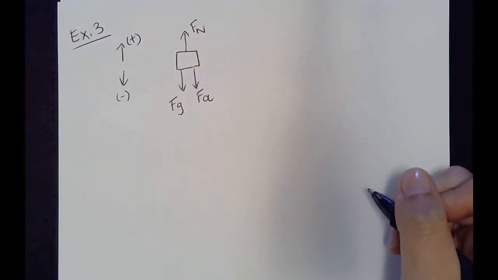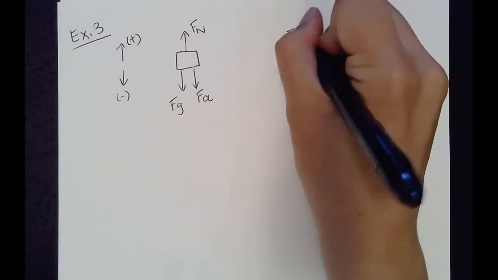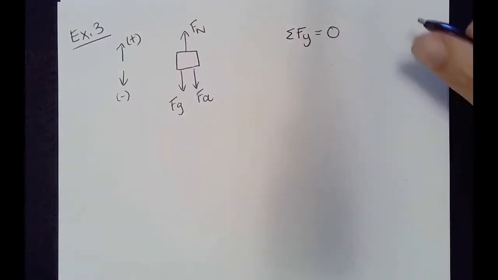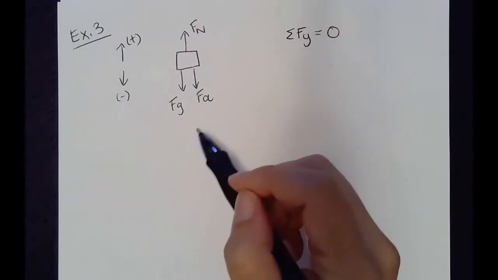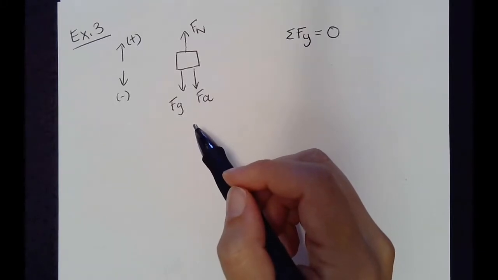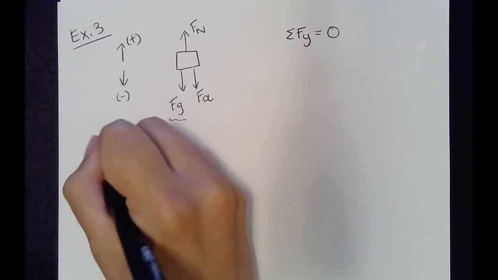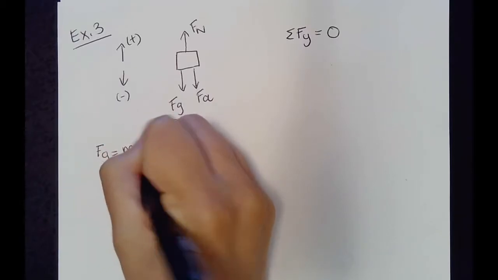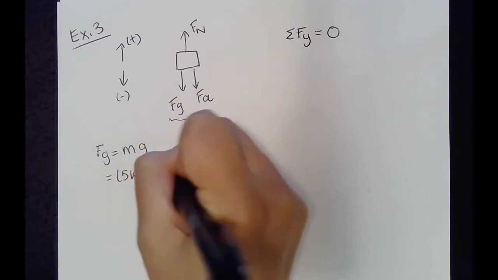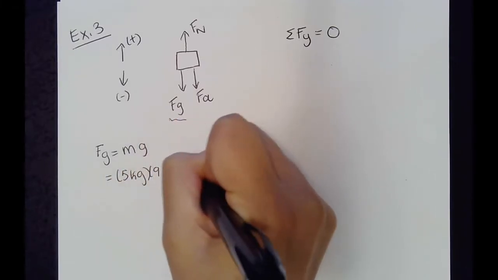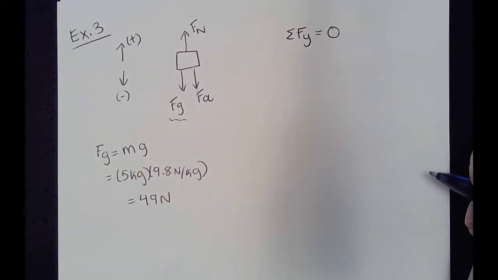And then what we're going to do is use our net force in the y direction. I'm not going to write the x direction here. That is also equal to zero, but there's no forces acting horizontally on the book. So one thing we can do first is find the weight. Fg equals mg, and we have a 5 kilogram book times 9.8 newtons per kilogram. So 49 newtons is the weight for the book.